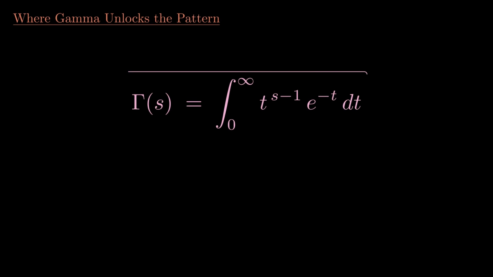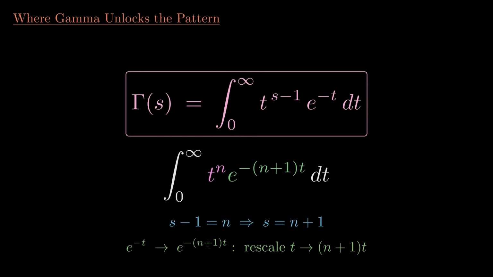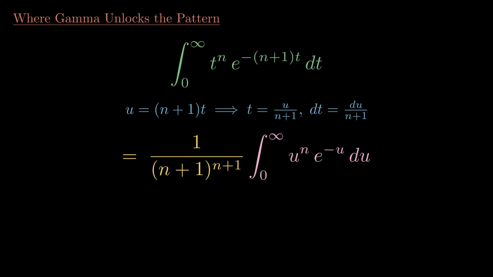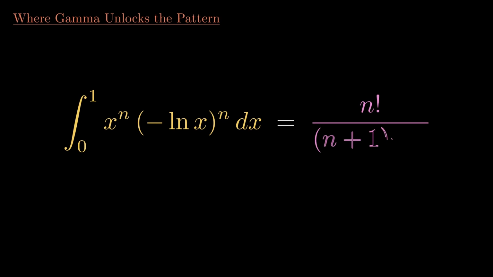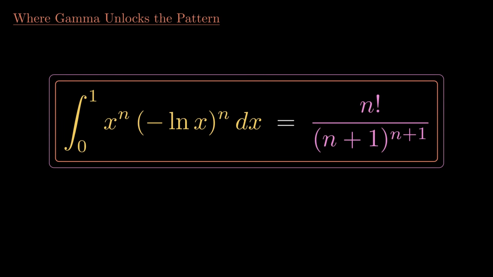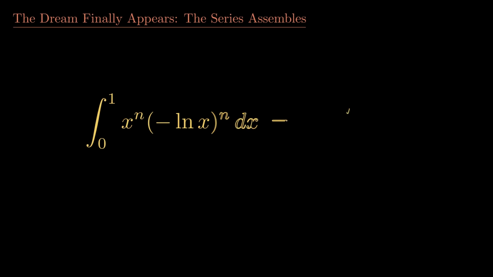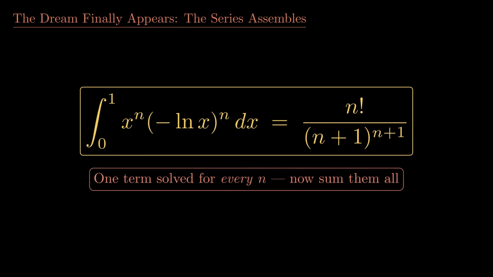And now the pattern is finally visible. This is exactly the kind of expression the gamma function is built to handle. With one final rescaling, the remaining integral becomes n factorial. So every term has a clean, closed form: n factorial over (n plus 1) to the n plus 1. That is the bridge back to the series. We already found that each term has a clean, closed form: n factorial over (n plus 1) to the n plus 1.